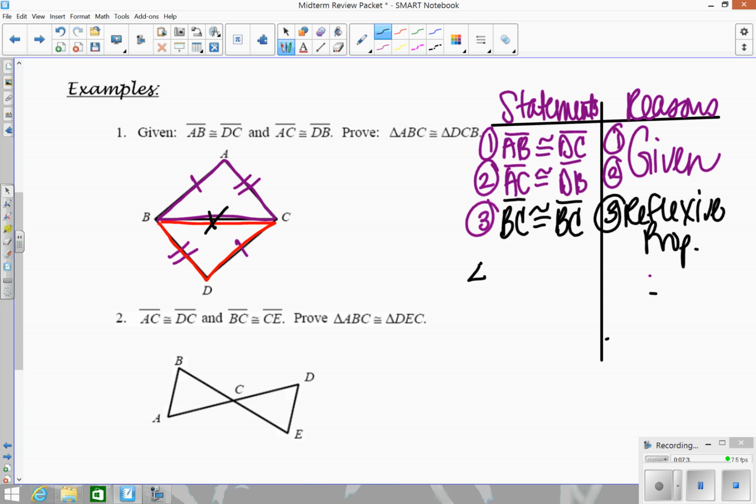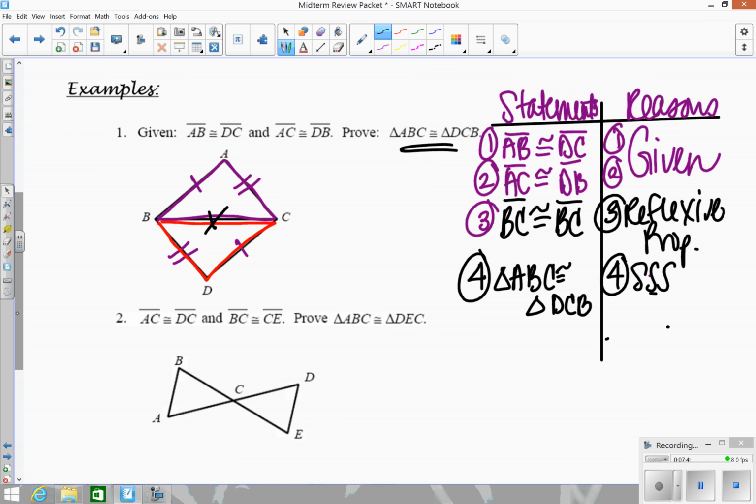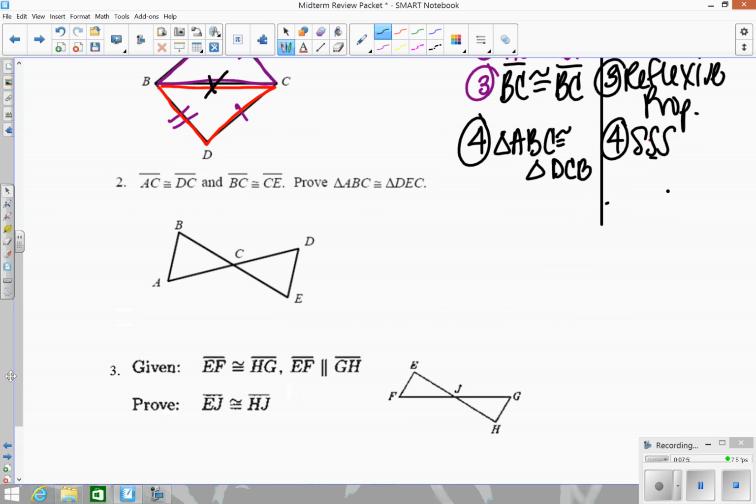And now I have enough information to prove what I'm trying to prove, that the two triangles are congruent by side, side, side. So that's it. So that one's a fairly basic proof. Let's look at this next one here.